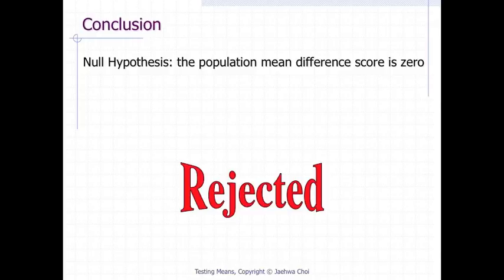Therefore, the null hypothesis that the population mean difference score is 0 can be rejected. We are justified in drawing a confident conclusion that the population mean for the drug condition is higher than the population mean for the placebo condition.